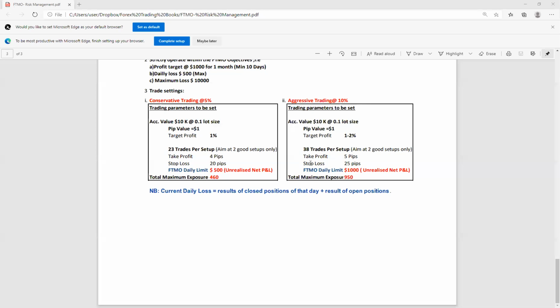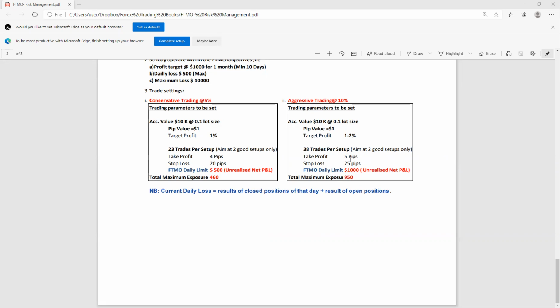So under these parameters for the aggressive trader, I found that with 8 trades per setup, in one setup you just enter those 8 trades and you let them go first. Don't make another move before they take profit or take loss, for that matter. And again, you aim for 2 good setups for that 8.